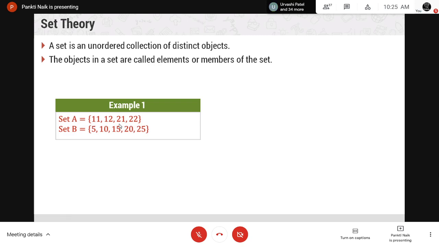If small a is an element of set capital A, then we can say that a belongs to set capital A. Typically, all the sets are denoted in capital letters.